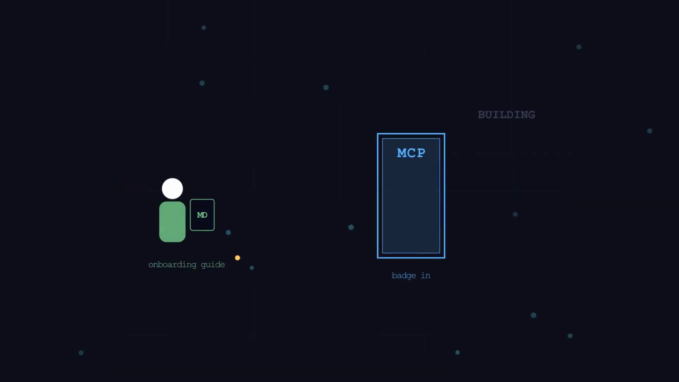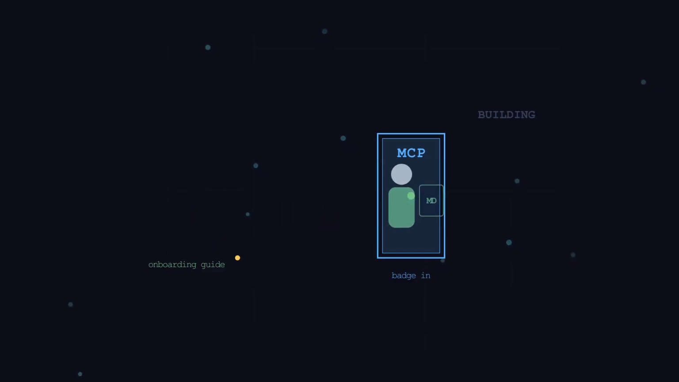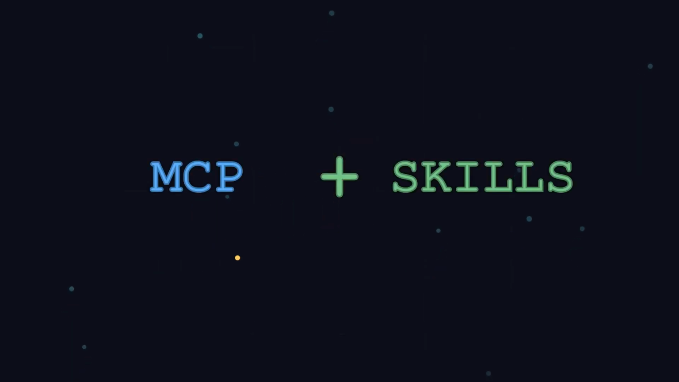Anthropic describes a skill as an onboarding guide for a new hire. MCP is what gets the new hire badged into the building. You need both, and they don't compete. So when you read, we shipped a skill for X, it's not replacing your tools. It's telling the agent how to use them.